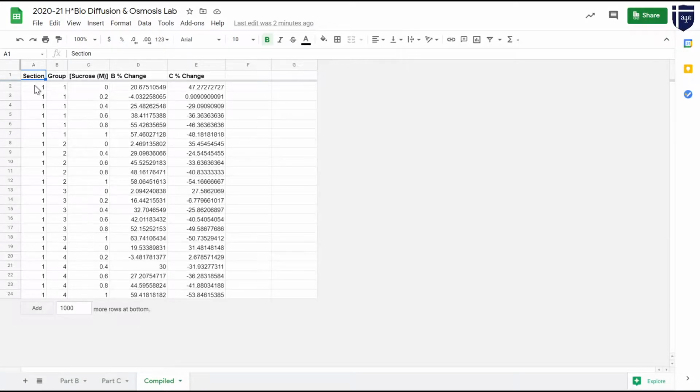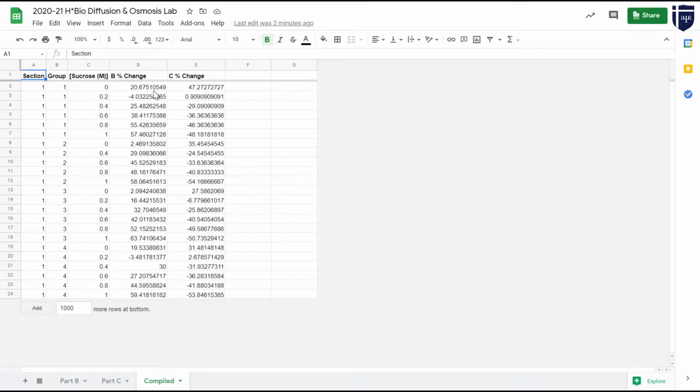And that actually refers to how different sections of honors biology. This year, there's only one section of honors biology. That's why it all says ones. Then group, which group, 1, 2, 3, or 4, which concentration of sucrose was used for B or for C.